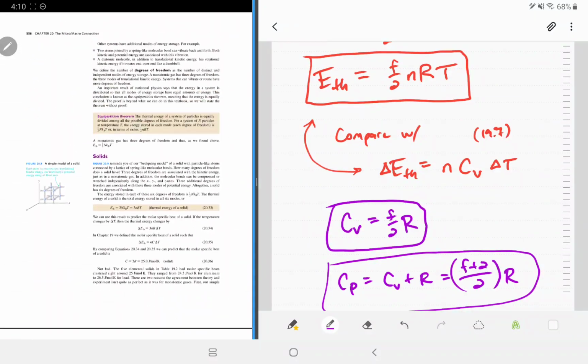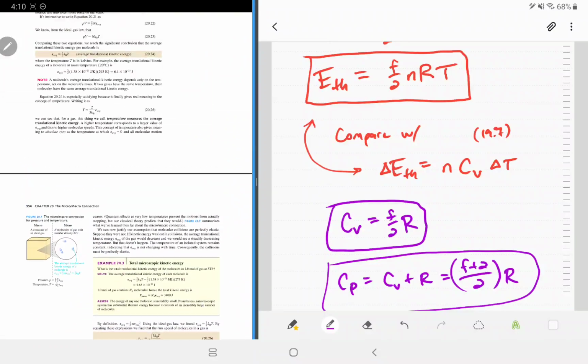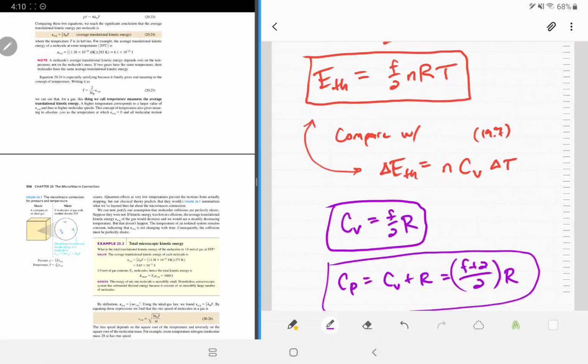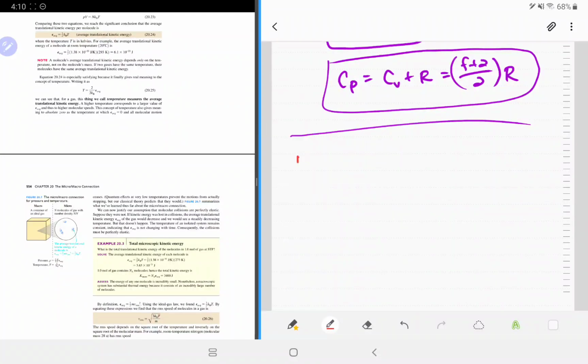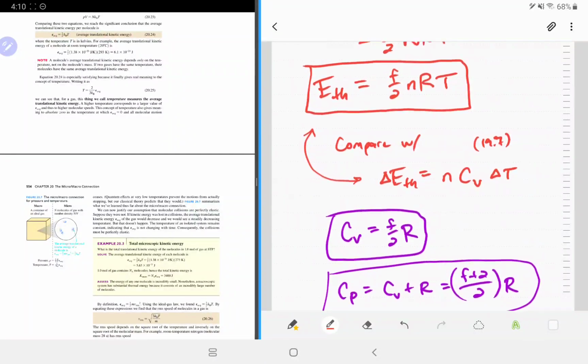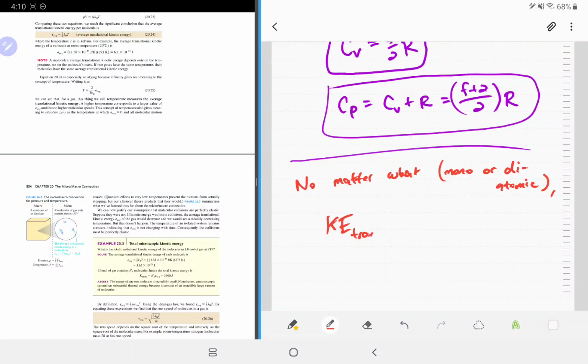So actually I want to mention one thing about the relevant piece of the previous section. What we need from 20.3. No matter what, whether you have monatomic or diatomic, the translational kinetic energy, so I'm not talking about thermal energy here, I'm only talking about the energy associated with motion, the translational kinetic energy is 3/2 nRT.